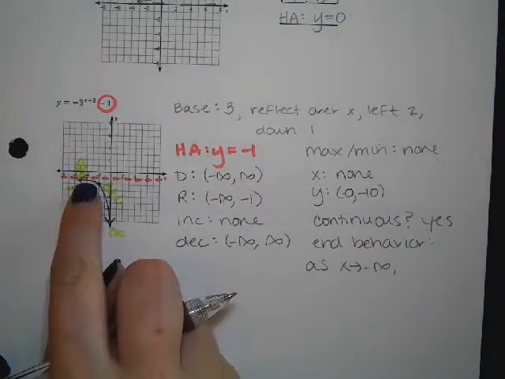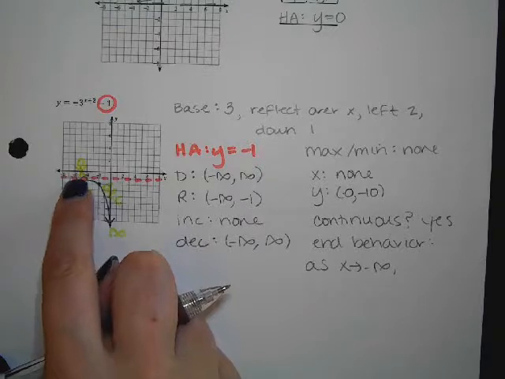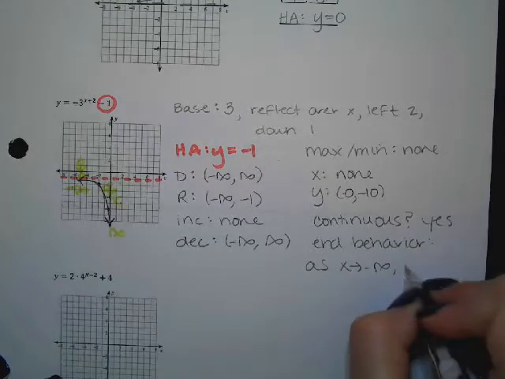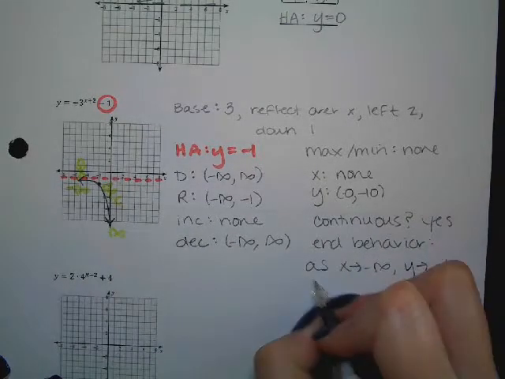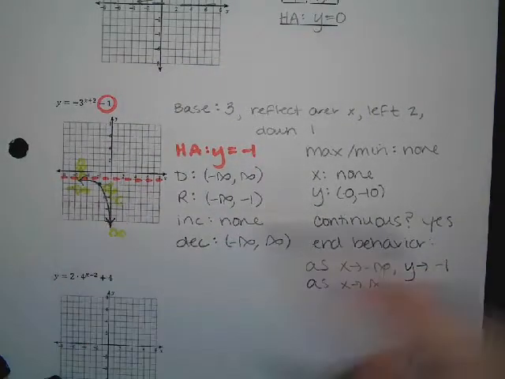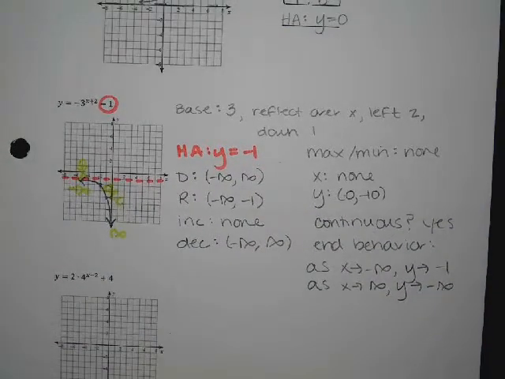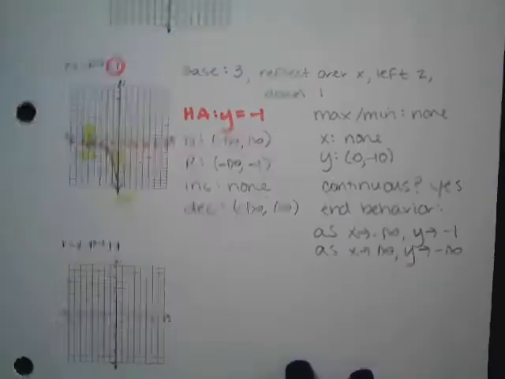And then for our end behavior, as we follow the graph to the left forever, we can see that it's getting closer and closer to that asymptote of -1. As we go to the right forever, we can see that the graph is just going down. All right, and I think that's all the things we want to look for. Okay, so let's look at the next problem.